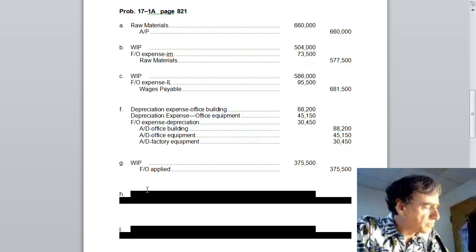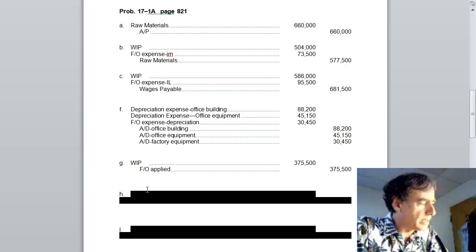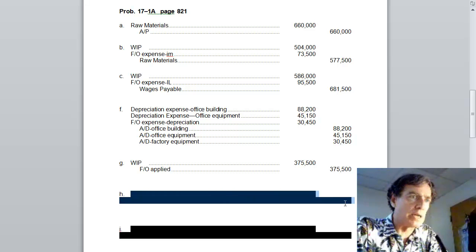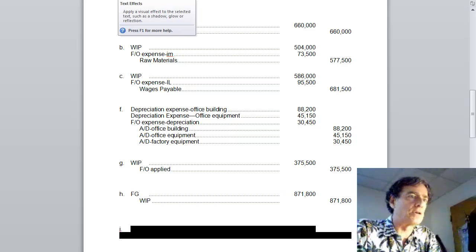Entry H, jobs completed. What does that mean? Another way of saying that is jobs transferred from WIP to finished goods. From WIP is the account going down. To finished goods, the account going up. Assets, when they go up, debit. When they go down, credit. Debit finished goods, credit WIP, for the amount of the jobs completed.